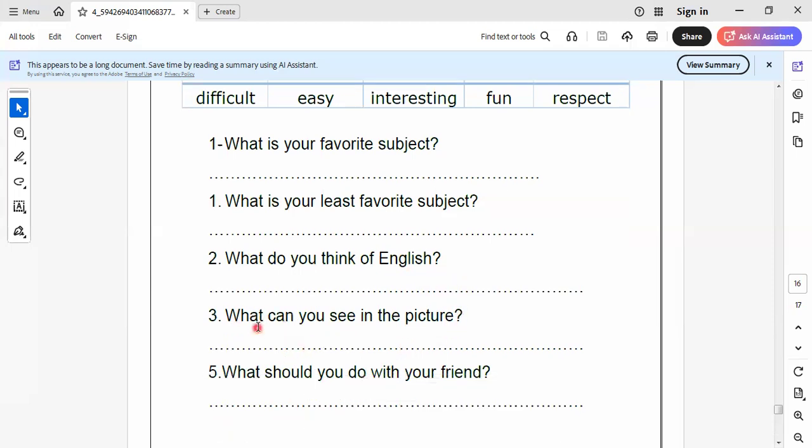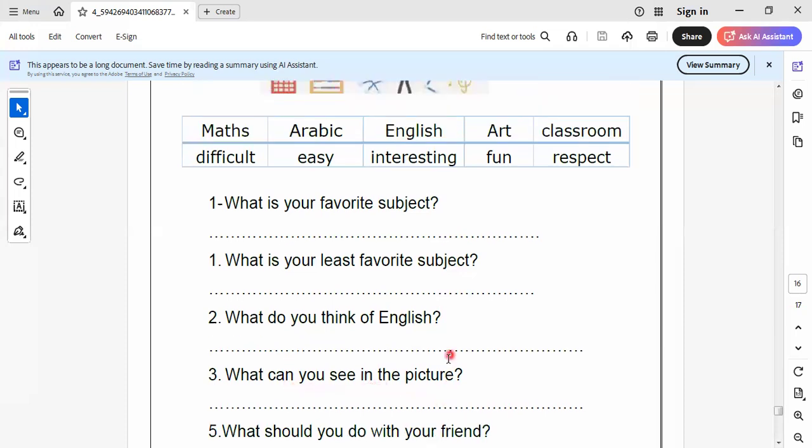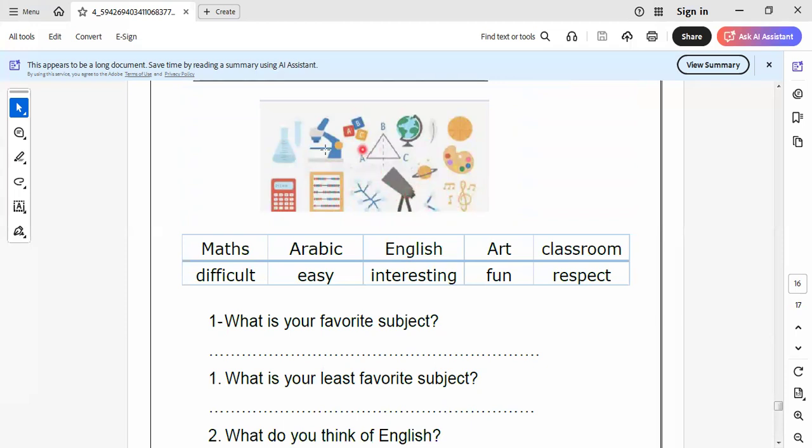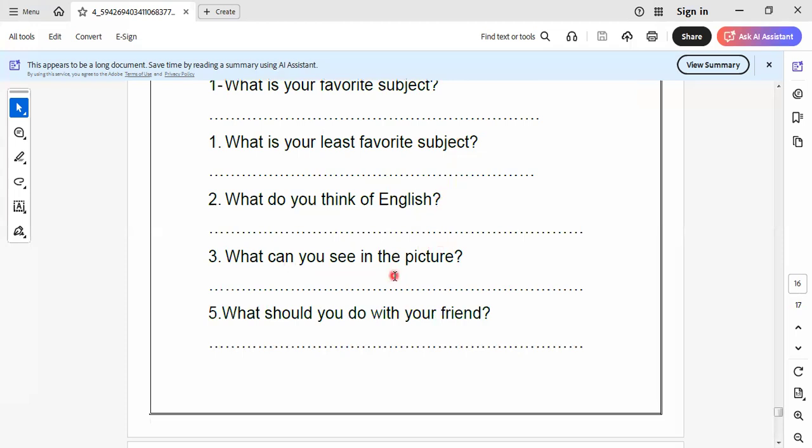What can you see in the picture? Here in the picture I can see different types of subjects. We have a calculator, the tools that we use in the science lab, a globe, pens, and so on. You can write it here.